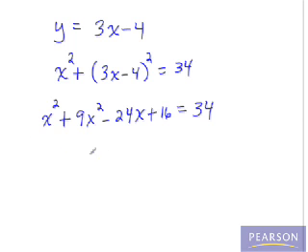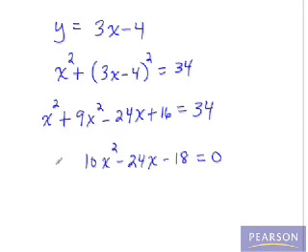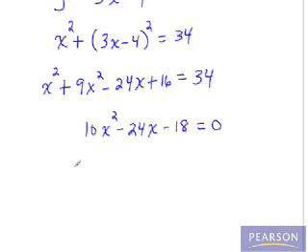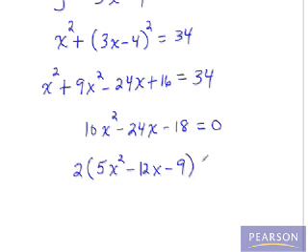I see that I have a quadratic equation, so I'll set it to 0. 1x squared plus 9x squared will be 10x squared. And we have a negative 24x. And we will subtract 34 from both sides, and we will have a negative 18. And that's equal to 0. Let's go ahead and solve this quadratic by factoring. We can factor 2 out of all three terms, leaving us with 5x squared minus 12x minus 9 equals 0.